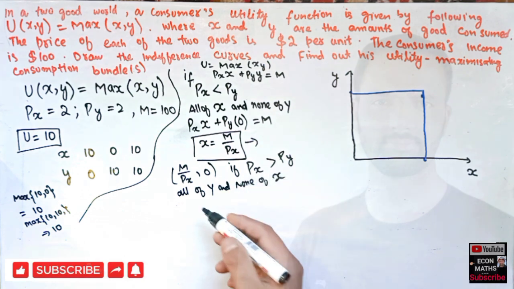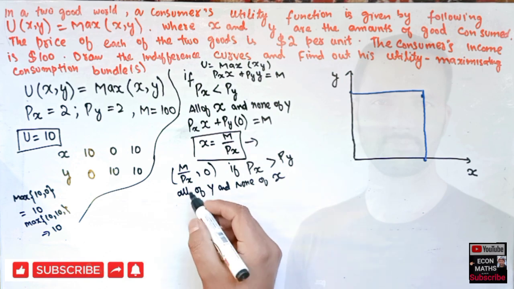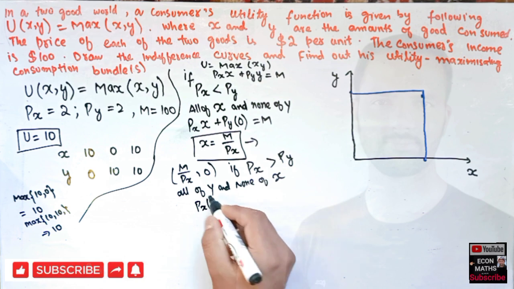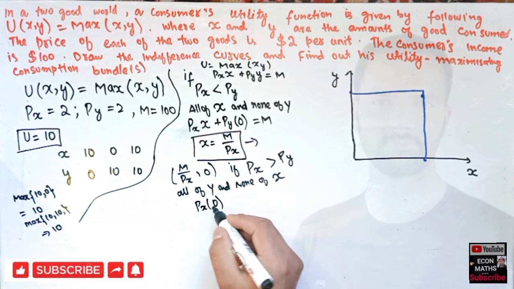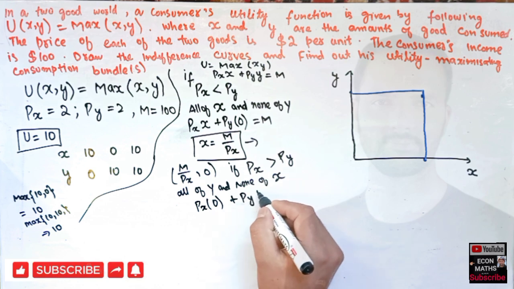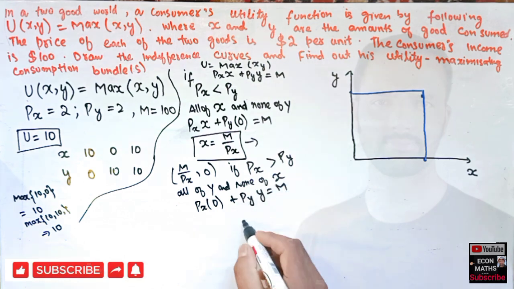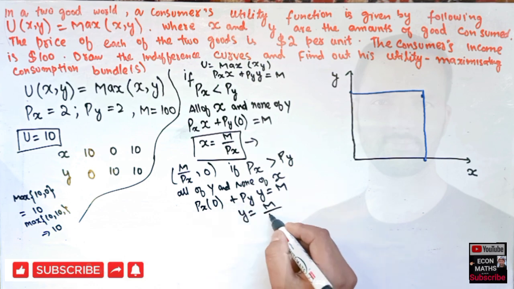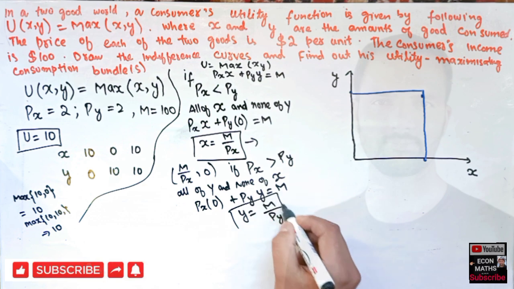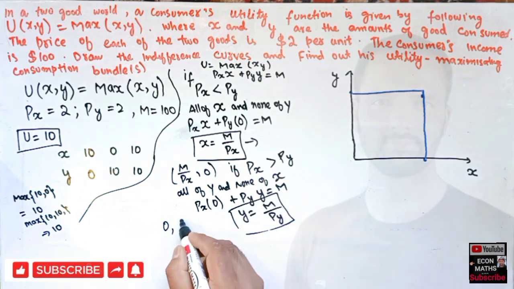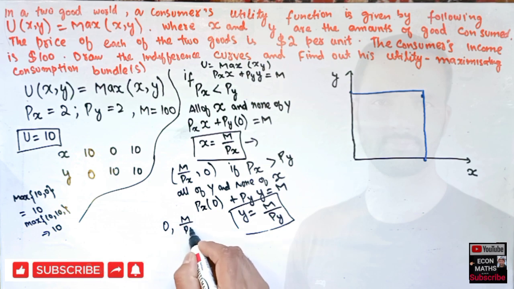So what will be the optimal combination here? I will write here. This is price of x times he will consume 0 units of x plus price of y into y is equal to m, or y is equal to, since this term is 0, m upon price of y. So in this case he will consume 0 units of x and m upon py units of good y.